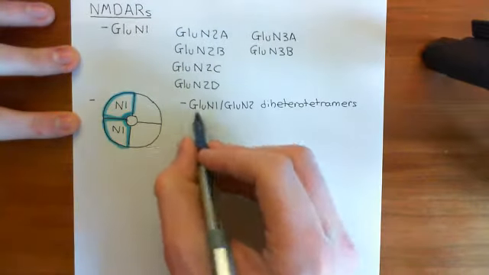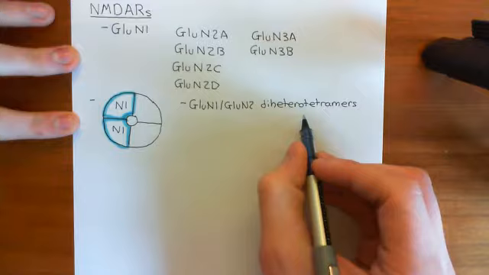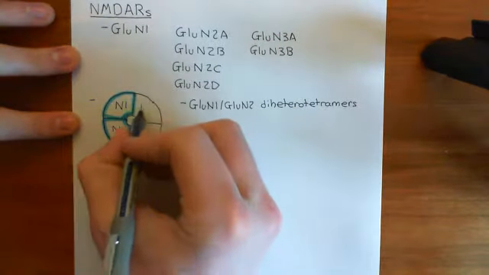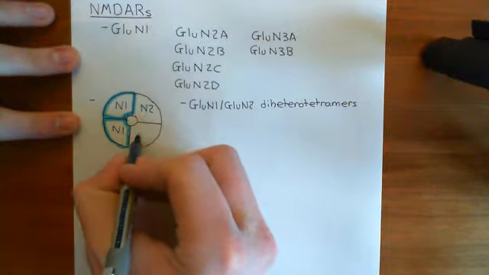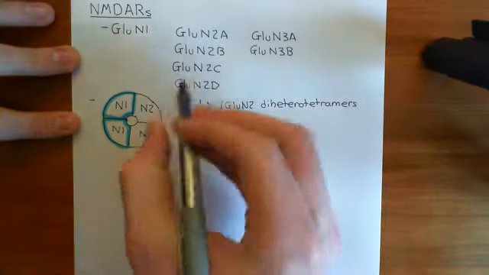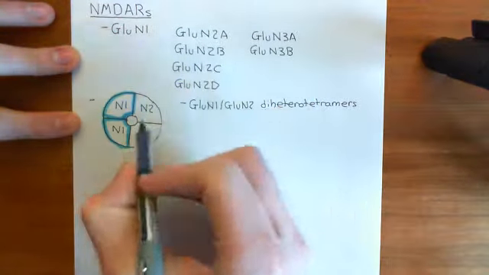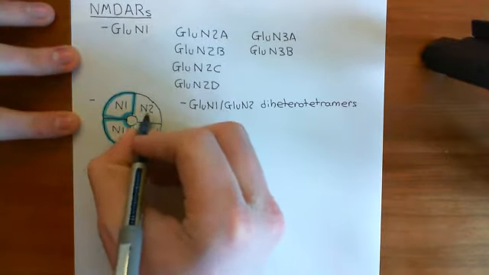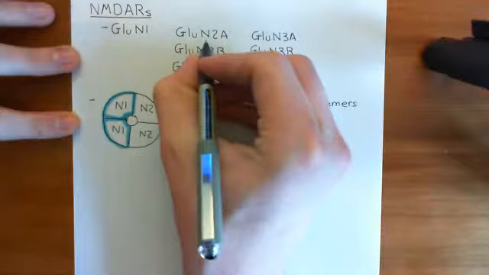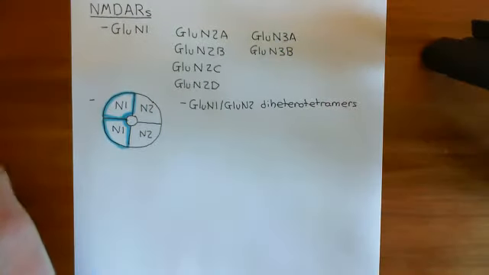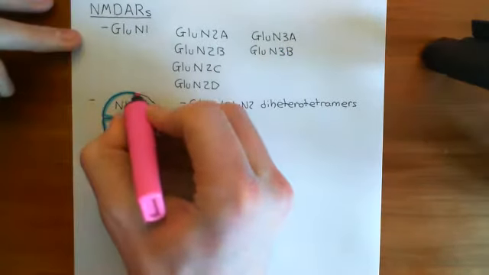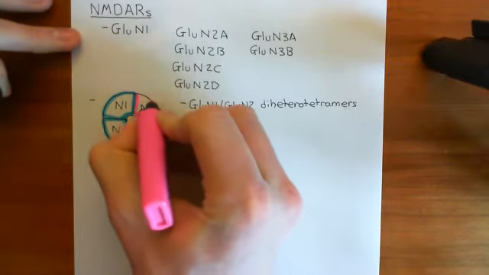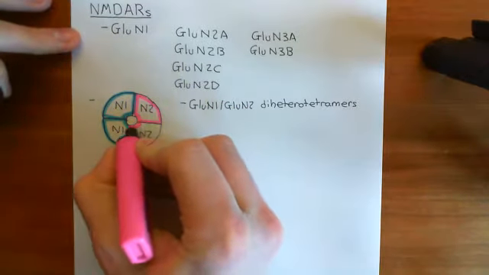So what these GluN1, GluN2 diheterotetramers are is they have 2 GluN1 subunits here, and then they have 2 GluN2 subunits here, and these 2 GluN2 subunits need to be the same type of GluN2 subunit. So for instance, if this is a GluN2A subunit, then this one also has to be a GluN2A subunit. Otherwise it wouldn't be a diheterotetramer. It wouldn't only contain 2 different types of subunits.